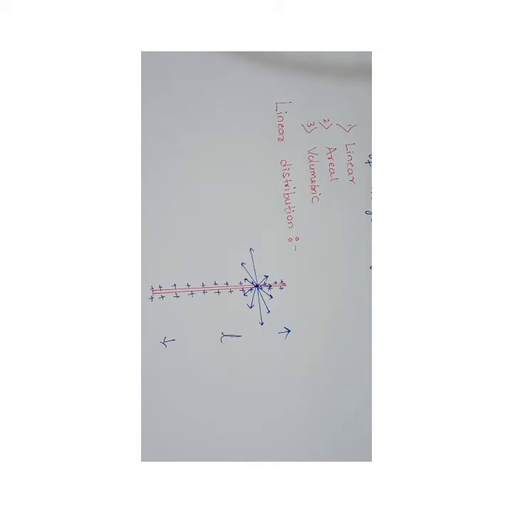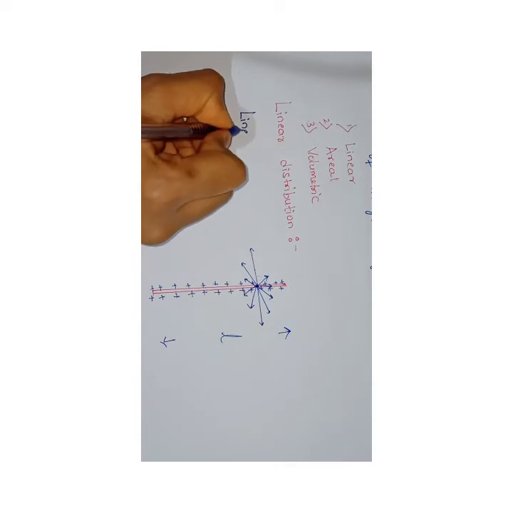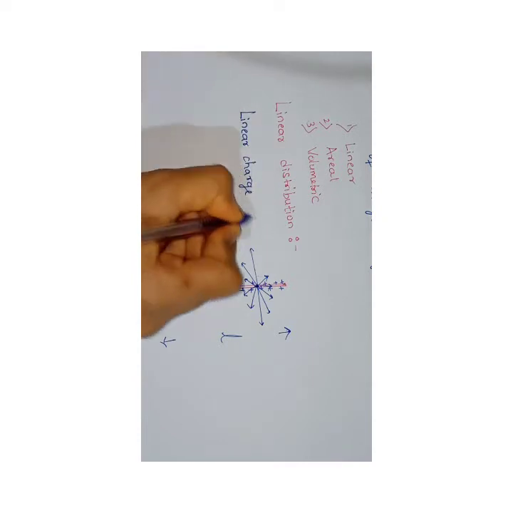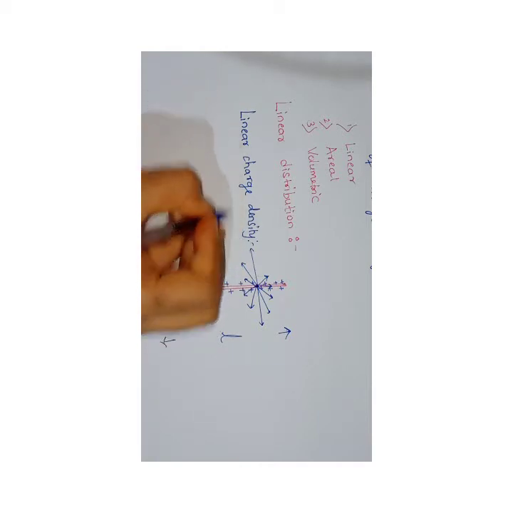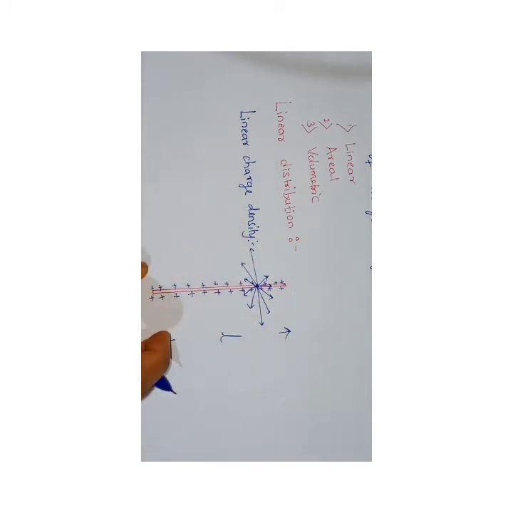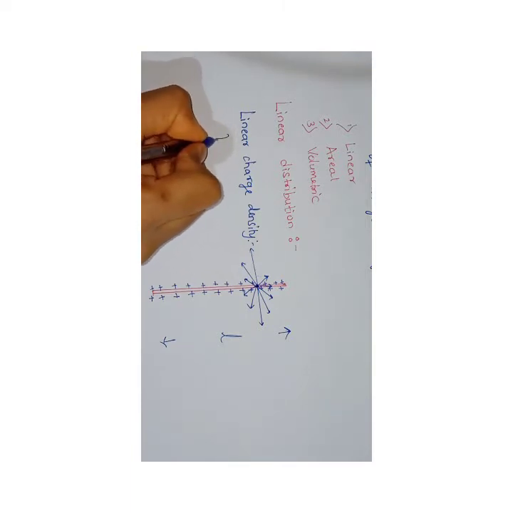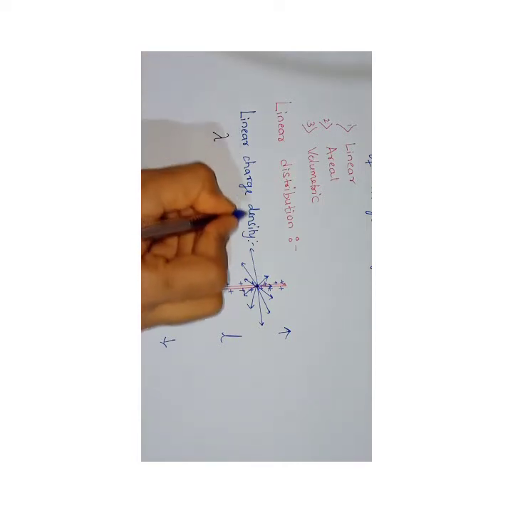What is linear distribution? When a charge is evenly distributed over a length. For such a distribution, we use a quantity called linear charge density. What do you mean by linear charge density? Linear charge density means density of charge in a linear, straight line manner. That quantity is denoted by the symbol lambda. This lambda indicates linear charge density.